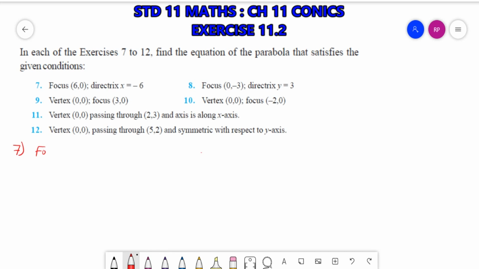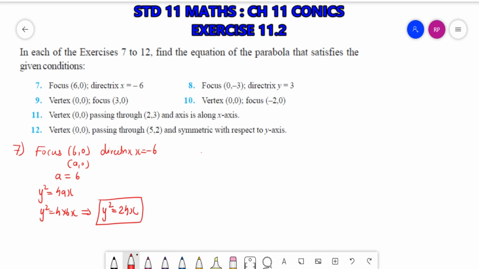Focus (6, 0), and directrix x equal to minus 6. So comparing with focus (a, 0), a is equal to 6. The general equation is y square is equal to 4ax. So y square equal to 4 into 6 into x. That implies y square is equal to 24x. So this is the equation of the parabola for question number 7.